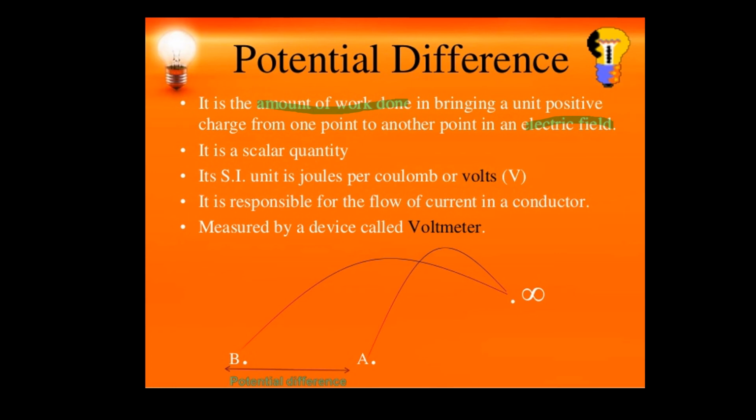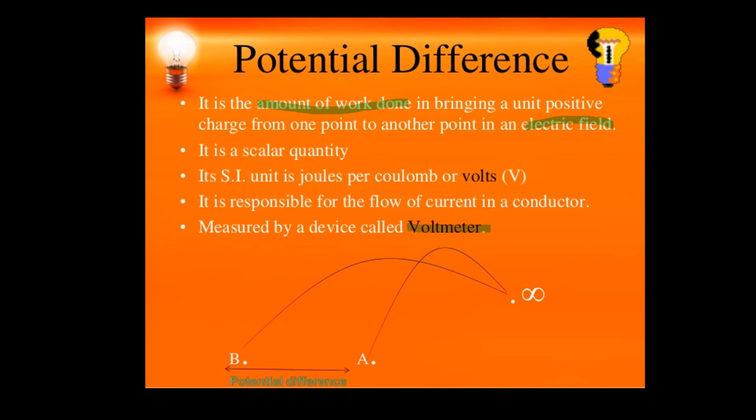That means if the question comes, how is current flowing in an electrical circuit, in a conductor? Who is responsible for it? The phenomenon that is responsible is the potential difference that is being generated in a system, and that is how the current flows, and this is measured with the help of a voltmeter.